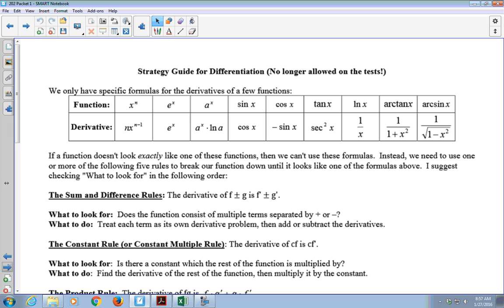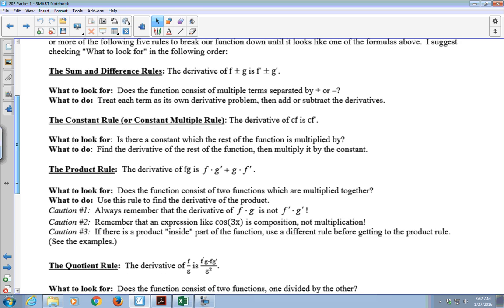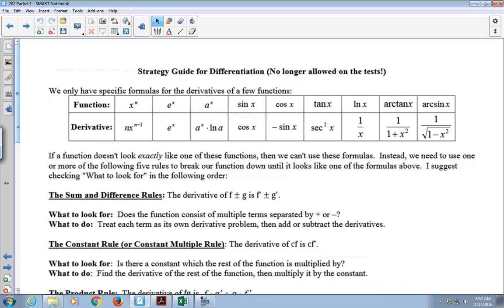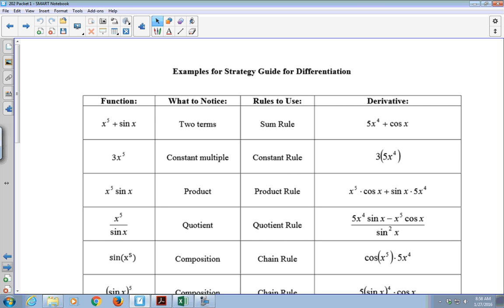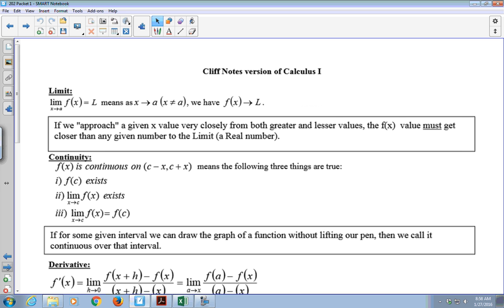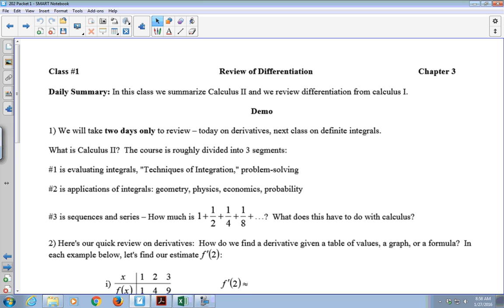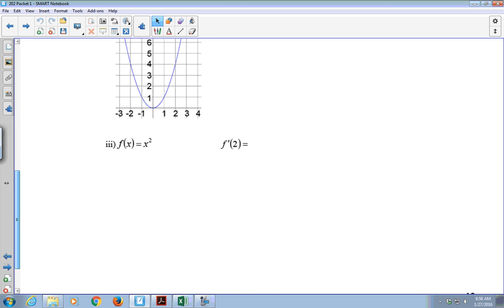Then we have a strategy guide for differentiation. So this is all stuff that you should know that you learned in Calc 1, how to take derivatives. No longer allowed on tests. Okay, so this is just stuff that should be in your brain. And then there's some examples for taking derivatives. A CliffsNotes version of Calc 1, quick reference, and then class number 1. Okay, so we're on page 12.